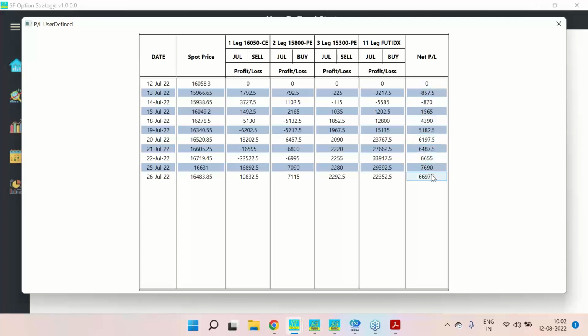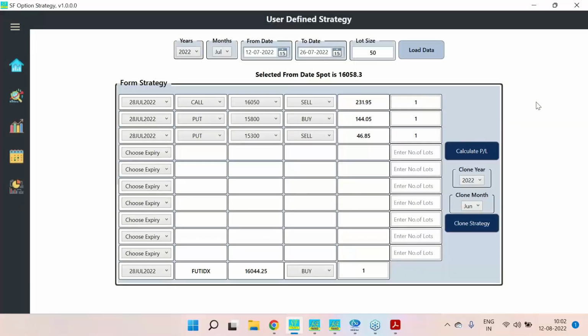This could have given me near to 6,000 rupees profit. So this same parameter always does not hold good. If I could have taken the same strategy in June, I can clone this strategy. So testing a strategy is very important. You form a strategy, you need to know how it has performed in the month of June, how it has performed in the month of May.